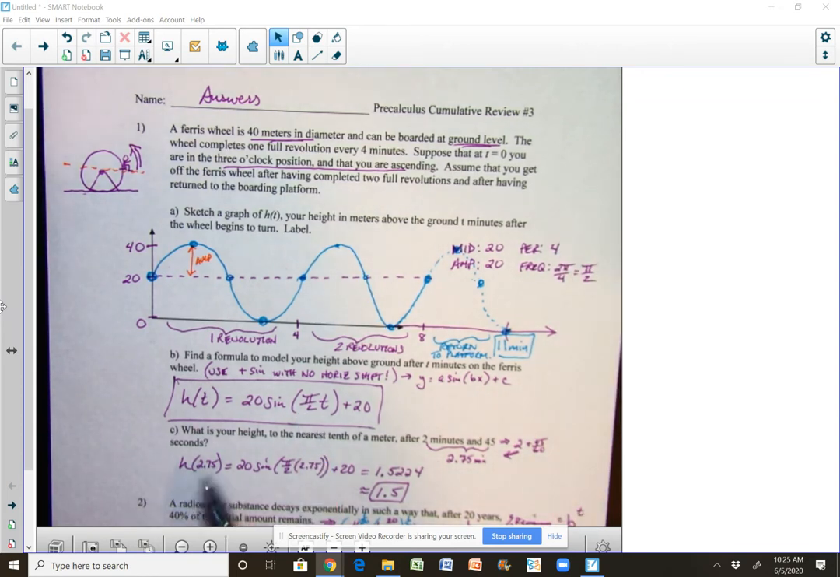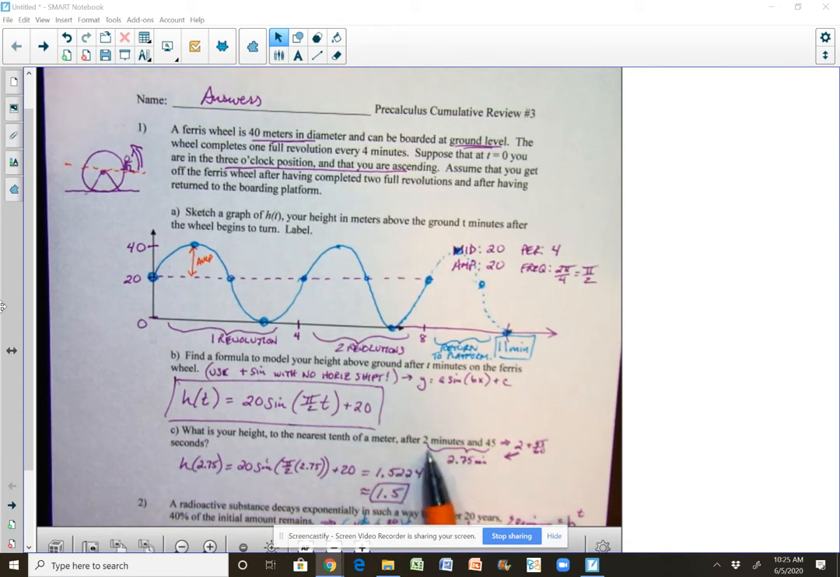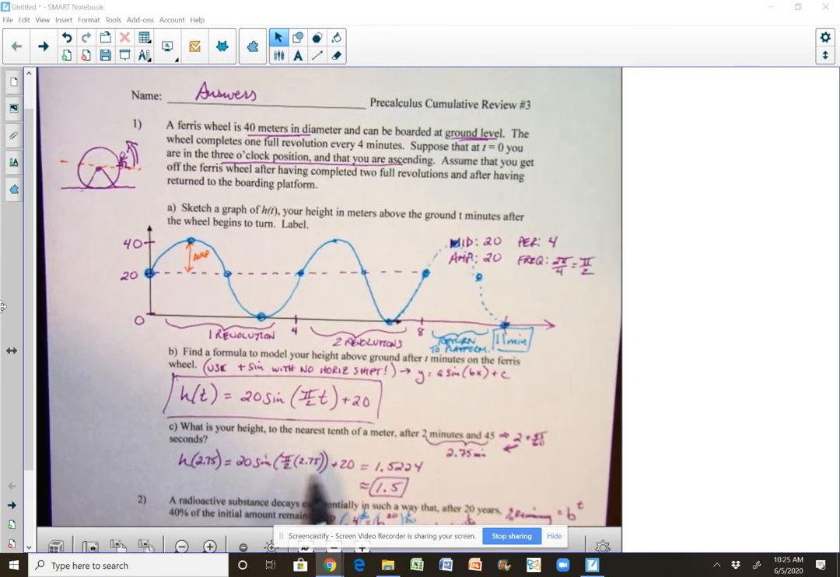And then the third question is what happens after 2 minutes and 45 seconds. So 2 minutes and 45 seconds, 45 seconds is 45 out of 60 seconds, so it's 0.75. So this would be 2.75 minutes. All you have to do is plug that in, use your calculator. If you plug that into your calculator, make sure you're in radian mode when you're evaluating it, right? Obviously the pi over 2 is in radian form. So it comes out to be about 1.5 meters.